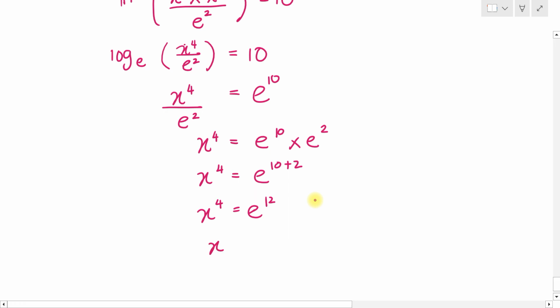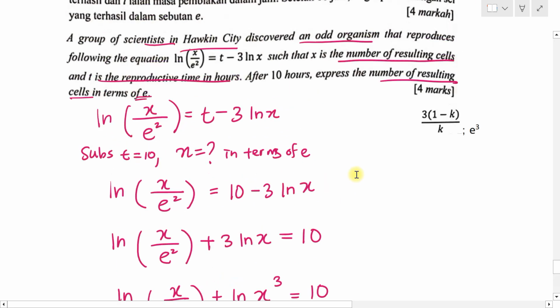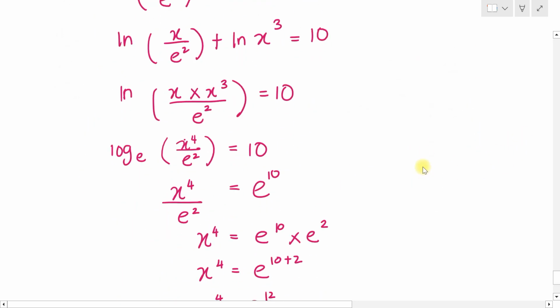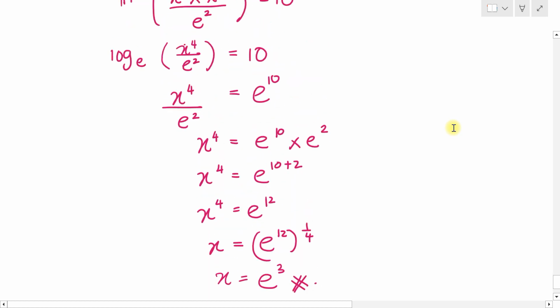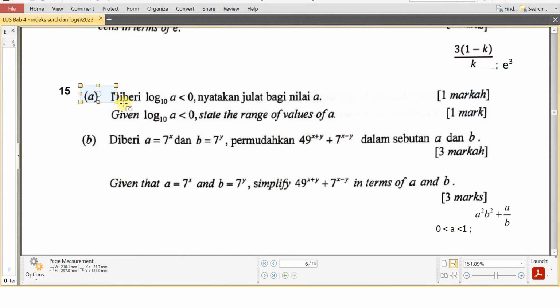Okay, remember you want to find the X. So the 4 you move here, it becomes 1 over 4. So X equal to E power 3. Okay, the answer given is correct. E power 3. Quite simple. Just need to be a little bit creative to do this. Alright, next question.